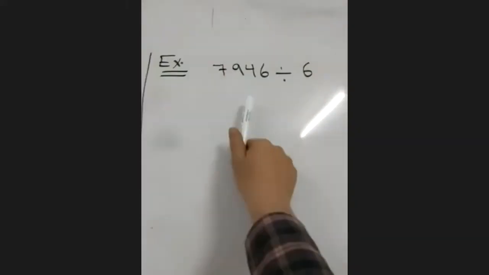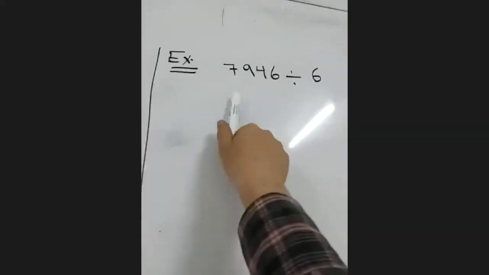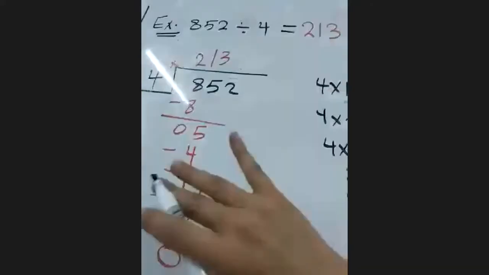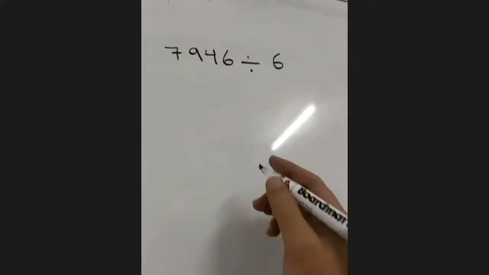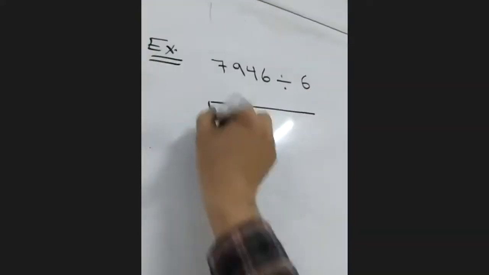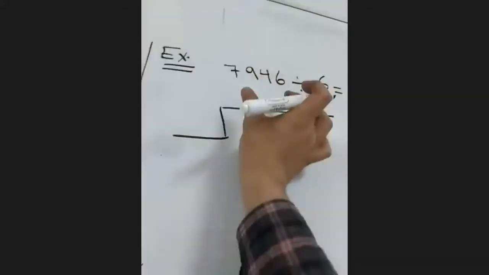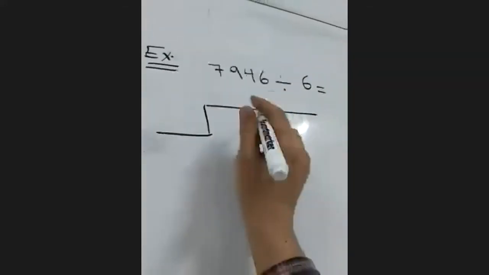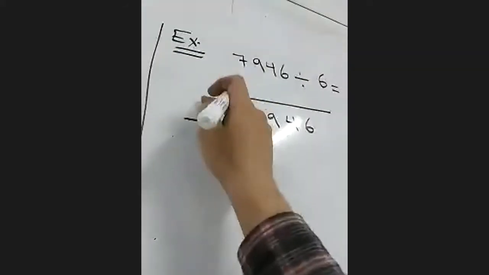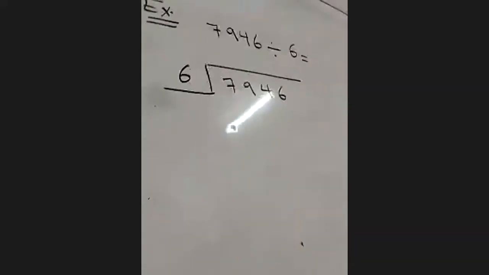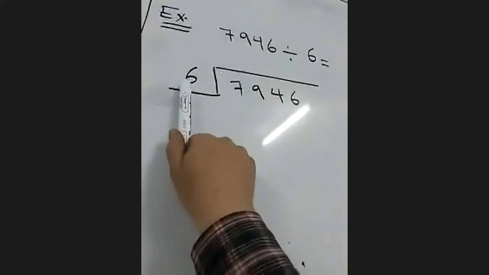Okay, here we have 4 digits, and before we had 3 digits. It's the same steps, but here we will have another extra step. Now here I will make my long division. Here equal, and the dividend we put inside, 7946, and the divisor we put here, 6. Now I'll start with the first digit. 7 is bigger than 6.